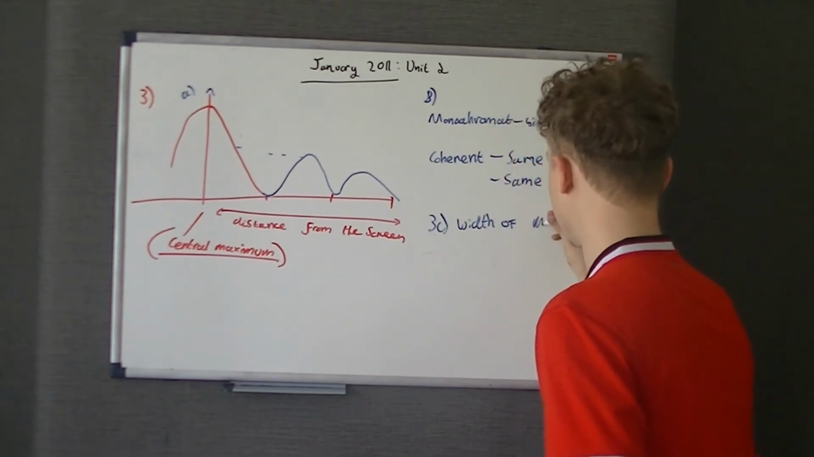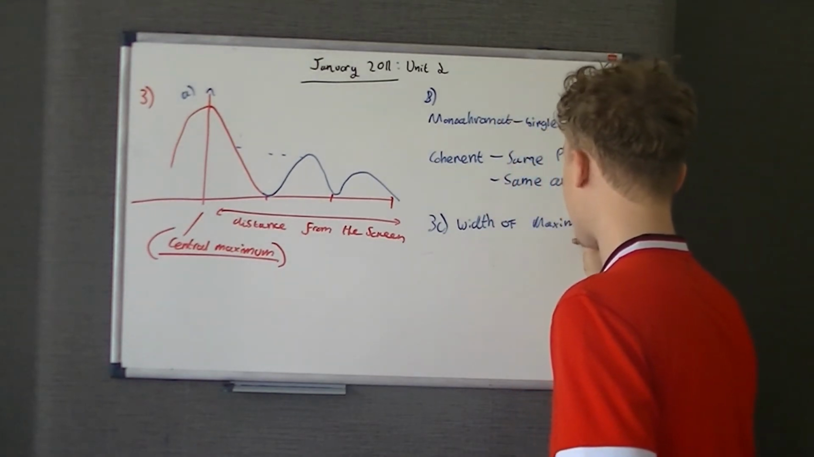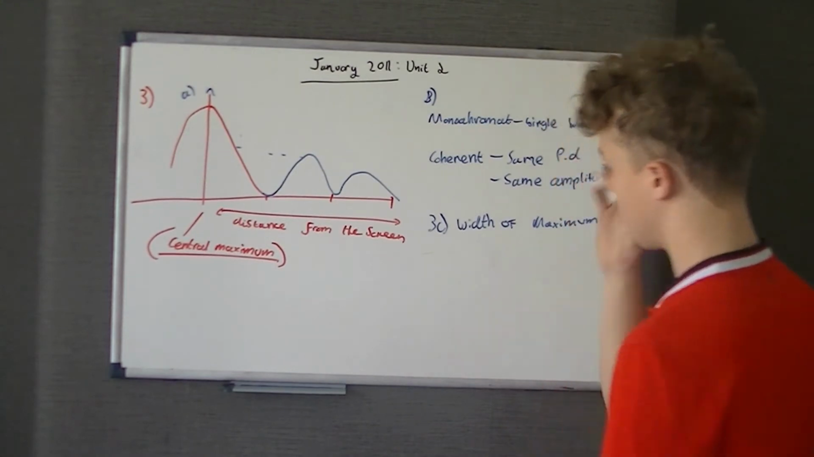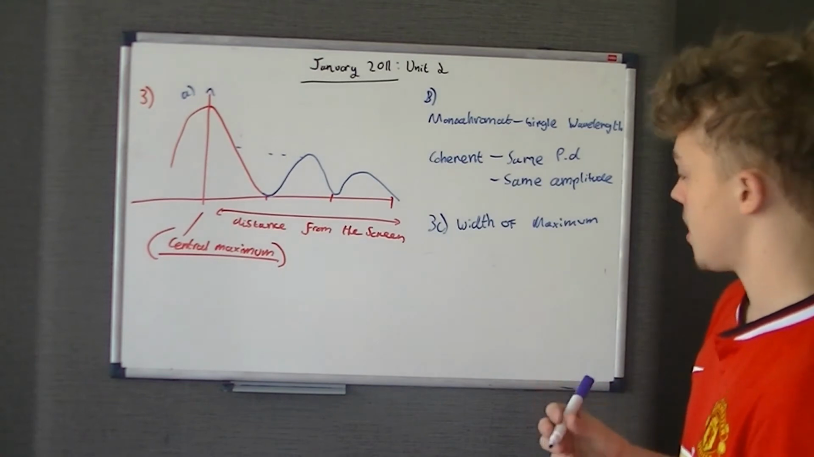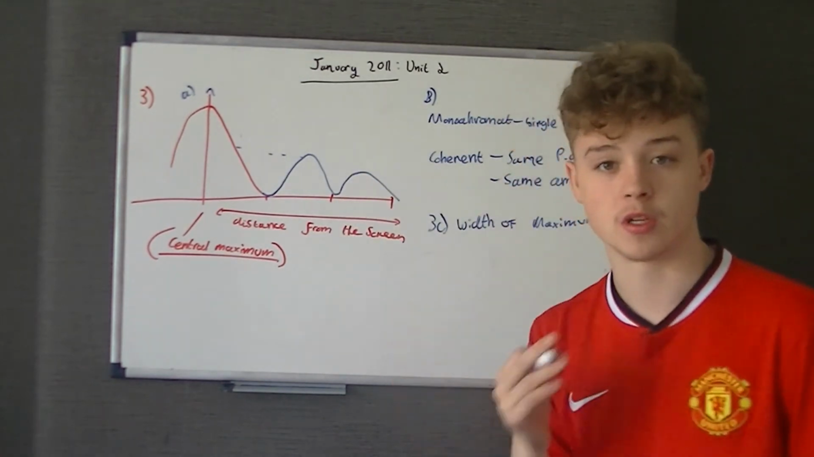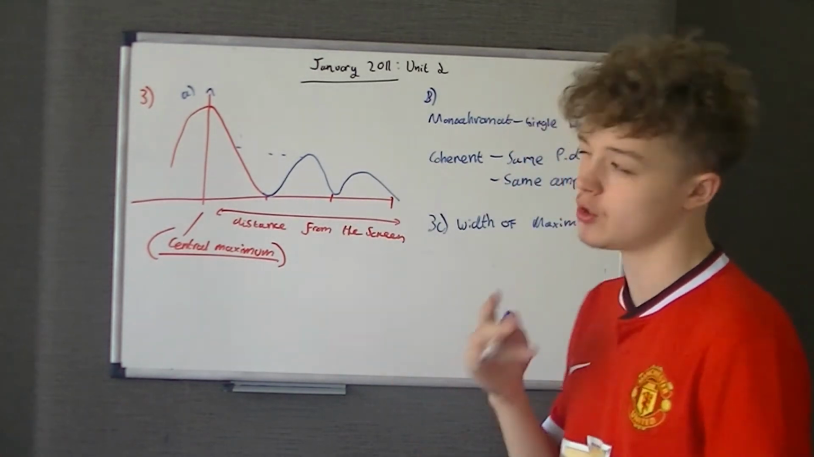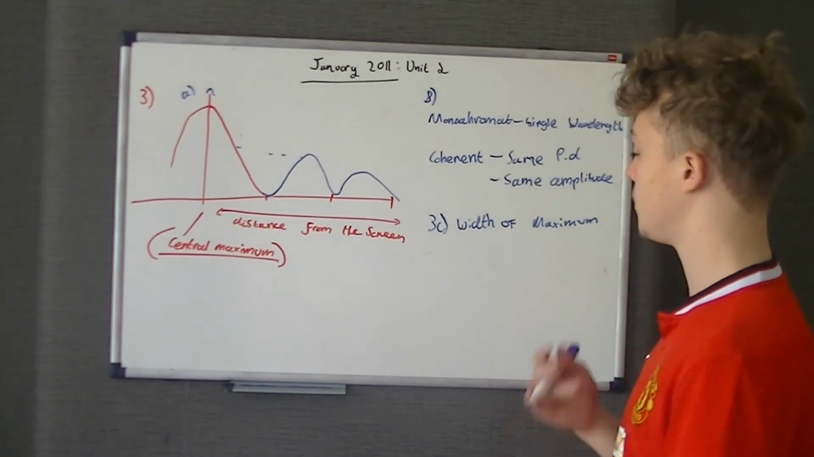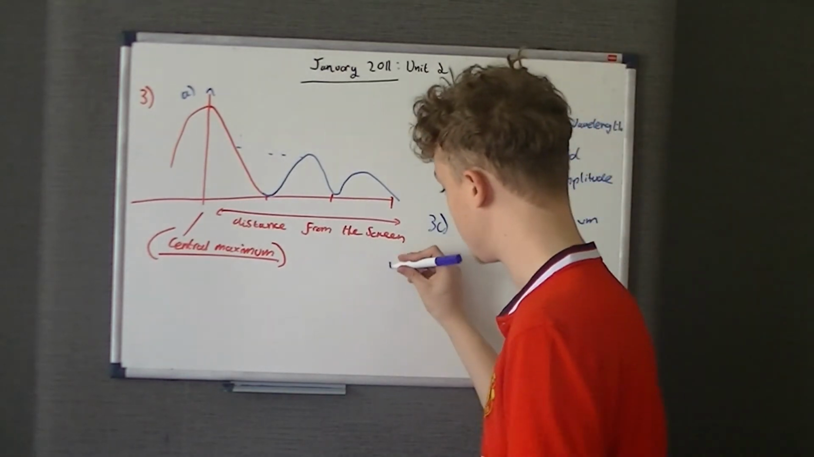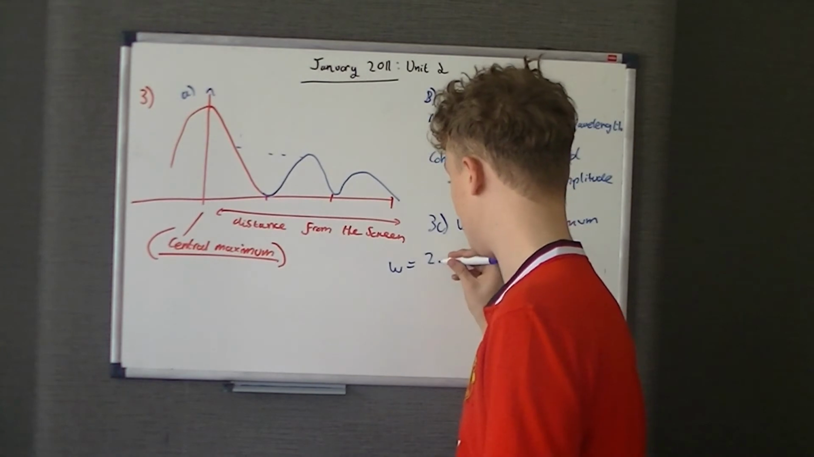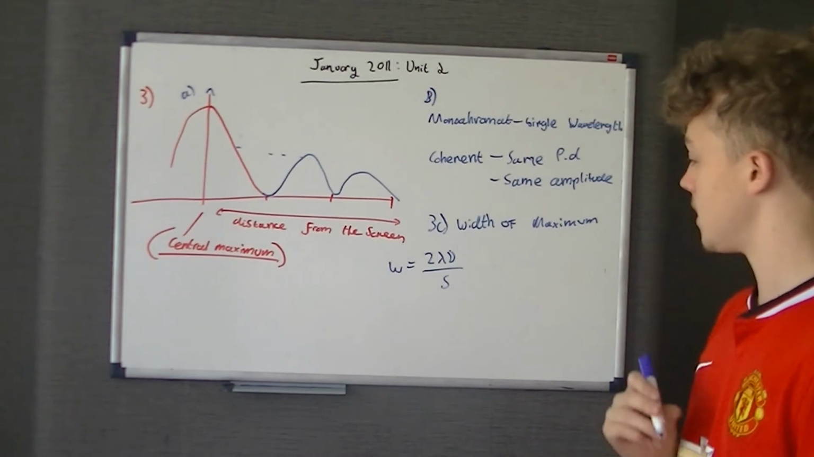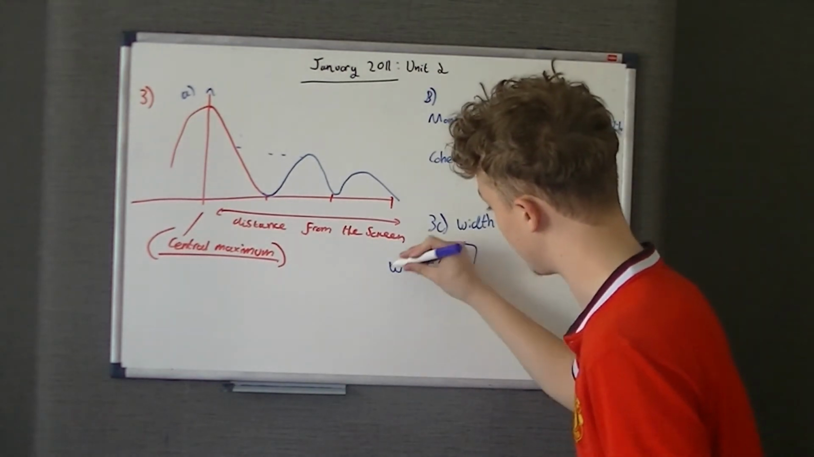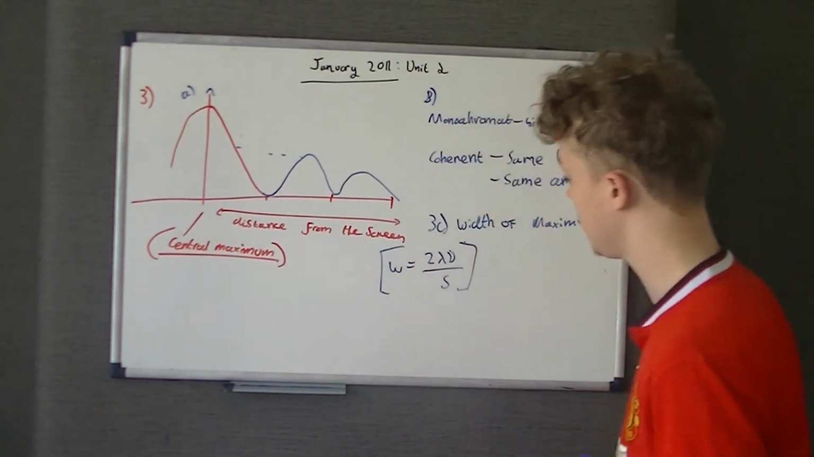And if you don't believe me on that maximum, these are essentially fringes, which is, we talked about Young's fringes. I know this is single slit diffraction, so the fringe spacing is W equals 2 lambda D over S. That's the equation for fringe spacing. Now I did just remember that off the top of my head actually.